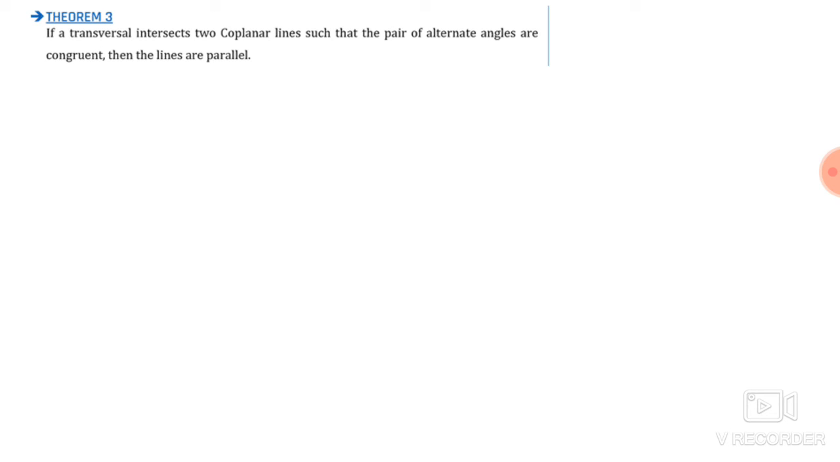Now we have theorem number 3. If a transversal intersects two coplanar lines, coplanar lines meaning lines that lie on the same plane, and a transversal intersects them. We have learned what a transversal is. Such that the pair of alternate angles are congruent, then the lines are parallel.